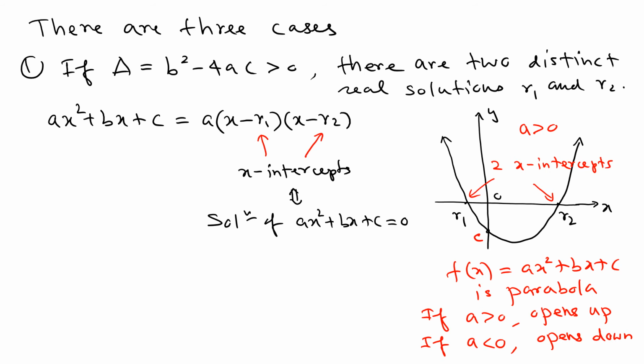So that's what happened in this case. So let's look at the next one. What happened if delta equals exactly 0? So part 2 is delta, which is b squared minus 4ac, exactly equal to 0. If this is 0, then what will happen?